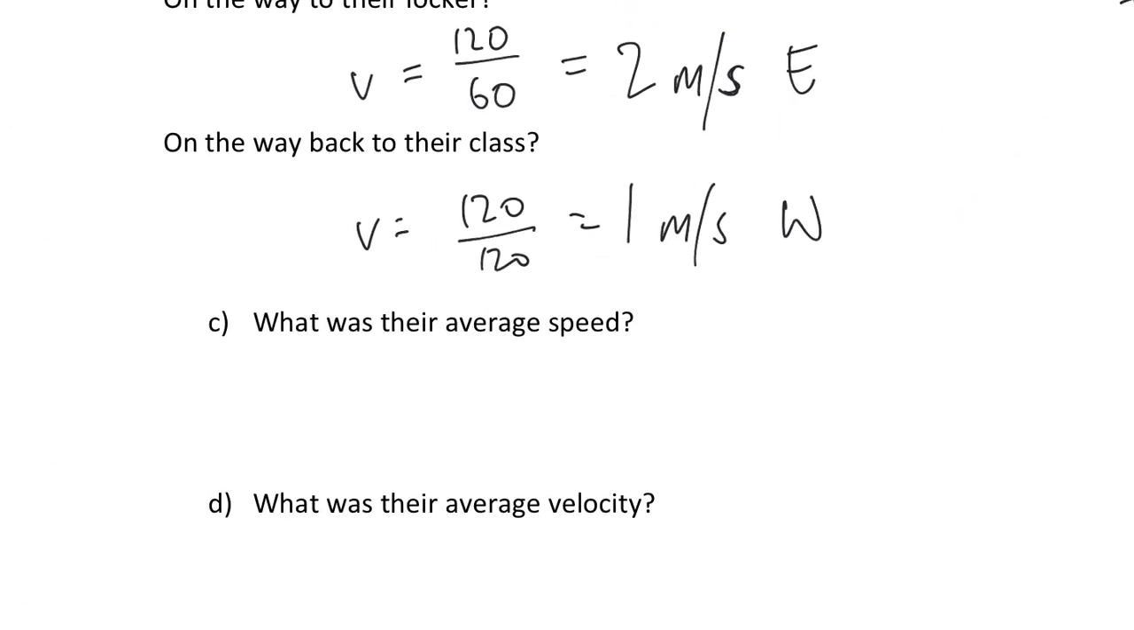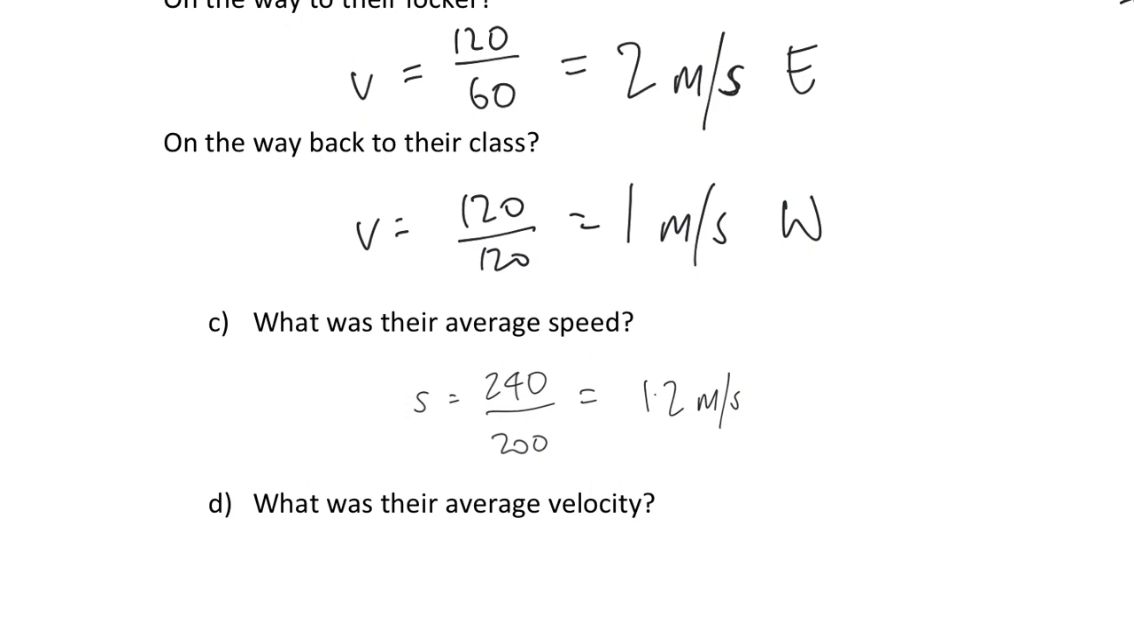What was their average speed? So they've moved 240 meters because they moved 120 forward and 120 back. And how long did they take? 200 seconds. So 240 divided by 200 is some value. What is that value? Someone call it out, Matthew. 1.2 meters per second. Do you need a direction here? No, because it's a speed.